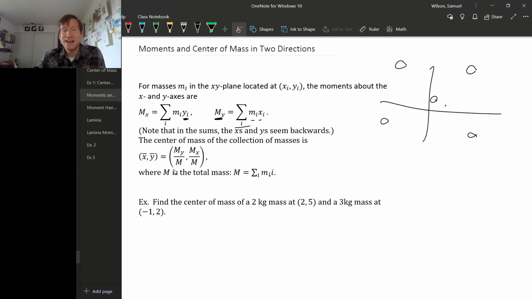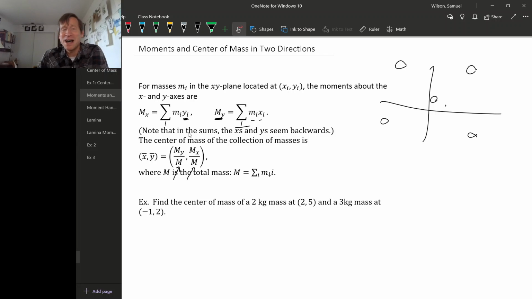And then the center of mass is, before we saw the x-coordinate of the center of mass, the moment about the y-axis divided by the mass. The y-coordinate of the center of mass is the same, but in the other direction, so the moment about the x-axis divided by the mass.